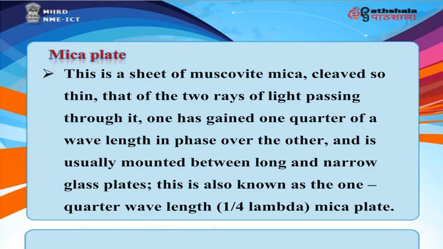Mica plate. This is a sheet of muscovite mica cleaved so thin that of the 2 rays of light passing through it, one has gained 1/4 of a wavelength in phase over the other, and is usually mounted between long and narrow glass plates. This is also known as the 1/4 wavelength, 1/4 lambda mica plate.